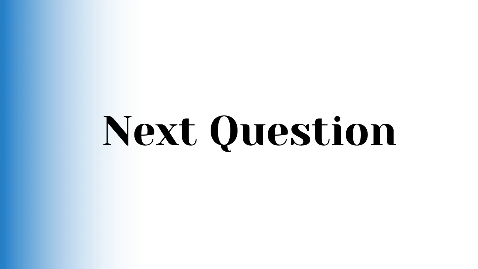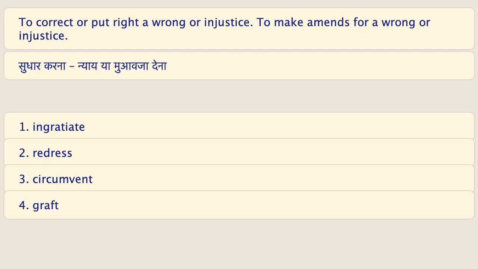Next question. To correct or put right a wrong or injustice. To make amends for a wrong or injustice. सुधार करना, न्याय या मुआवजा देना. Let us now turn our attention to the options. Which of these words best fulfills the criteria of the presented definition?